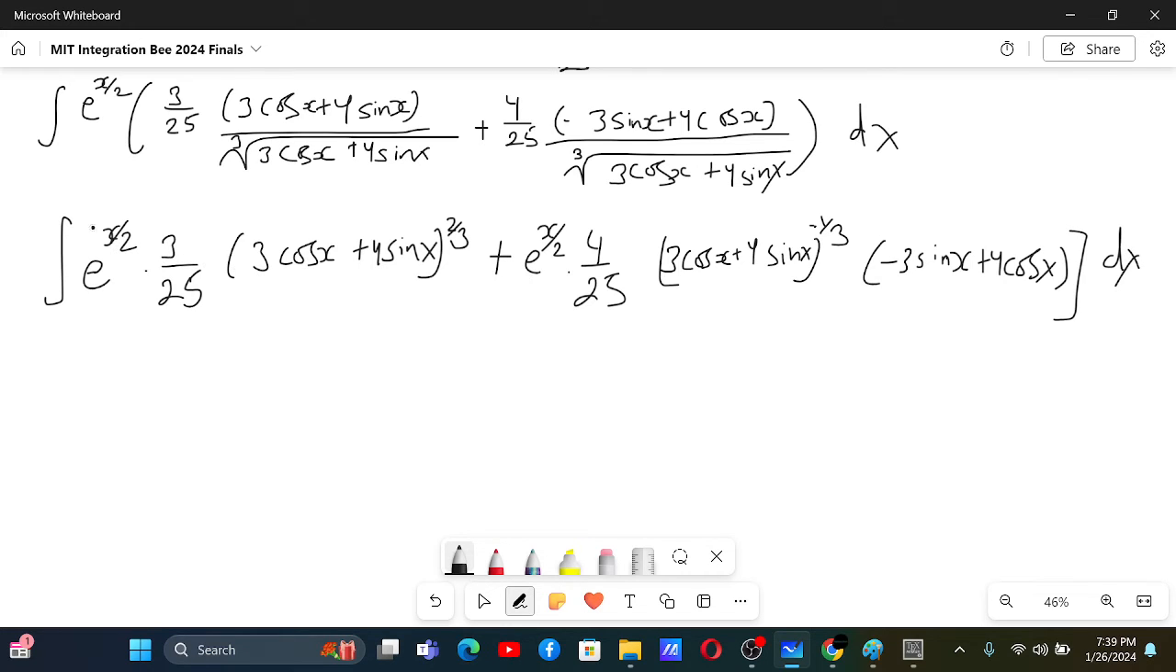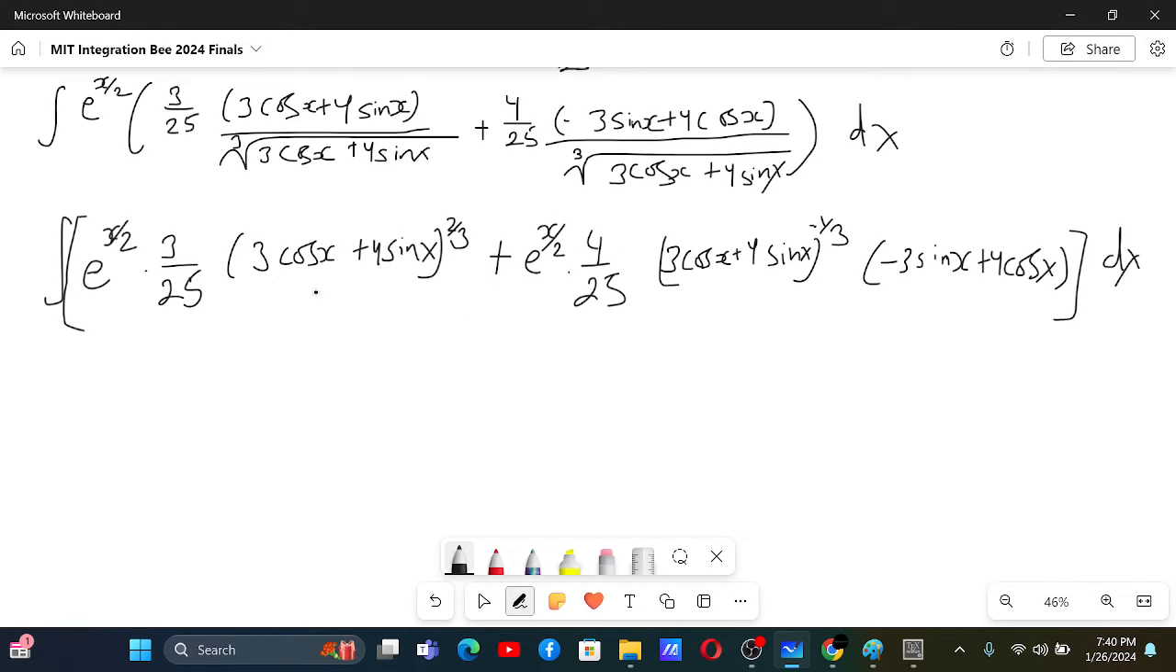Basically, if you observe, here we have 2 by 3 in the power, and if we differentiate this, the 2 by 3 will go to the front, and we will have minus 1 by 3 and the derivative of the expression, which is what we have here. So it seems like we can use the product rule, and let's try to manipulate this to see if it is in the form of the product rule or not.